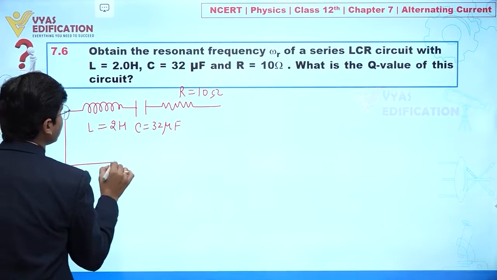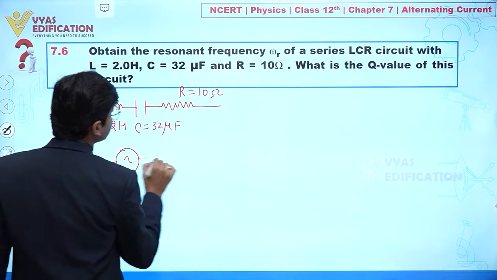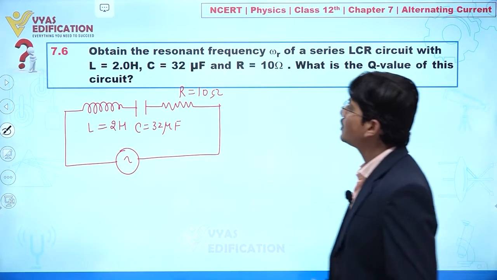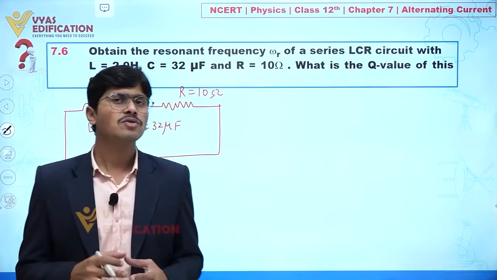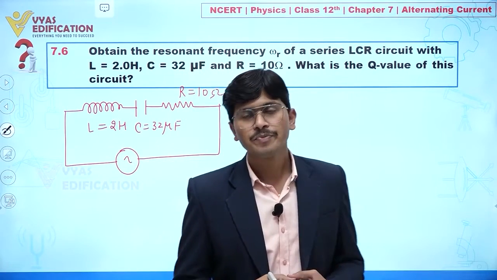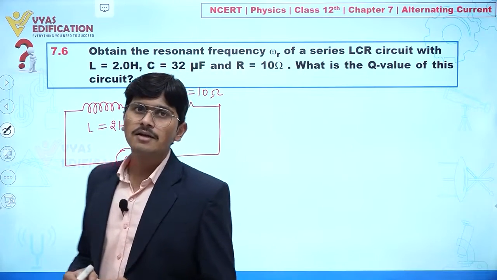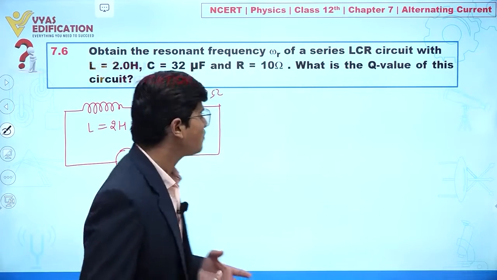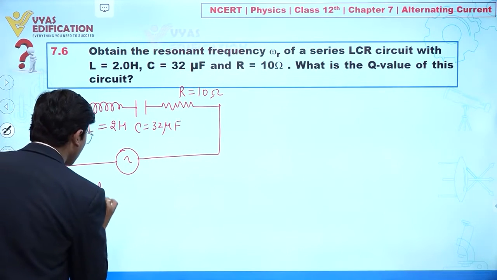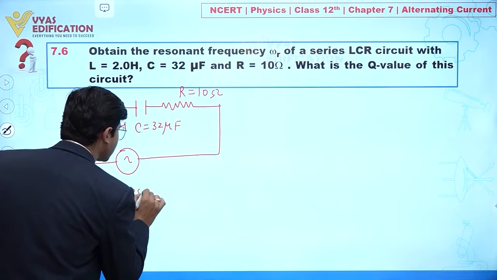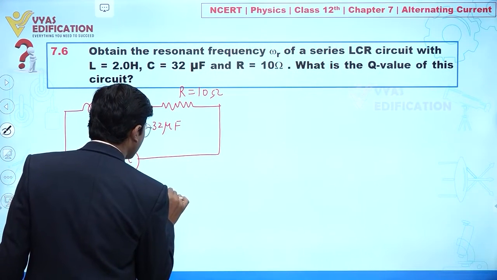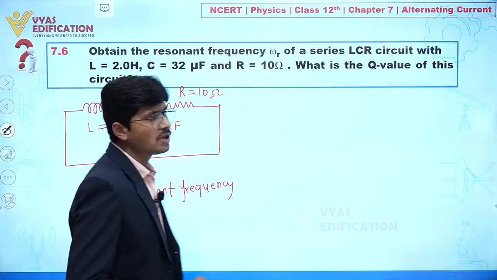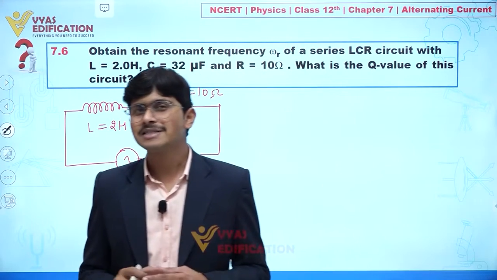It is connected with an AC source. Now we have to find the resonant frequency. First of all, let us try to understand what resonant frequency is. You will find resonant frequency when the frequency of this circuit is equal to the natural frequency. So what is the condition for resonant frequency? What is the meaning of resonant frequency? Resonant frequency means we get the maximum value of current.